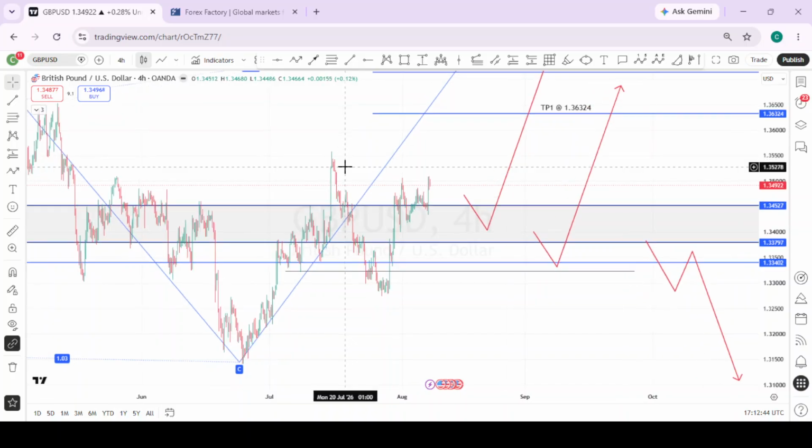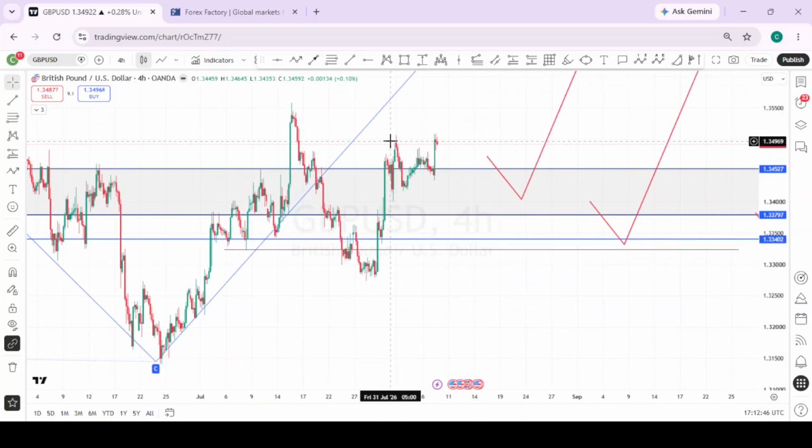This is GBP USD. For GBP USD, we also anticipated that price was going to pull back. Price pulled back, and it gave us a reaction to the upside.